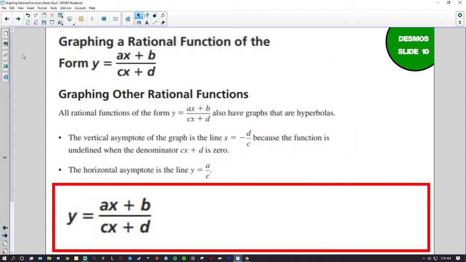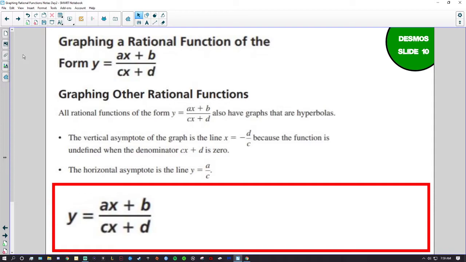All right, so in the top right corner, you'll notice it tells you which slide we're on in Desmos. So cruise on over to Desmos slide 10. We are going to continue graphing rational functions, only now you'll notice that our rational functions will be in the form y equals ax plus b all over cx plus d. Okay, this is just called standard form of a rational function. The other form, that a, h, and k form, that was our transformation form.